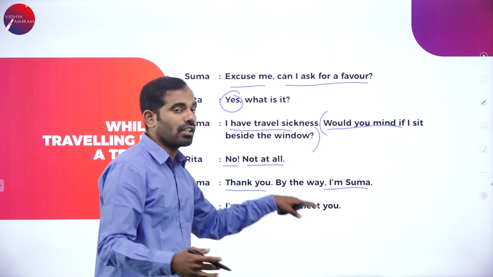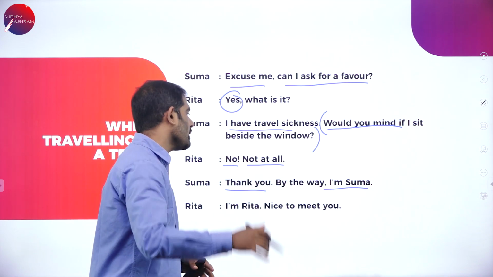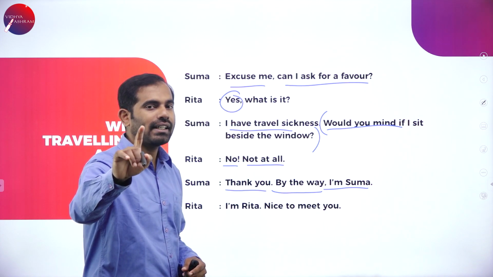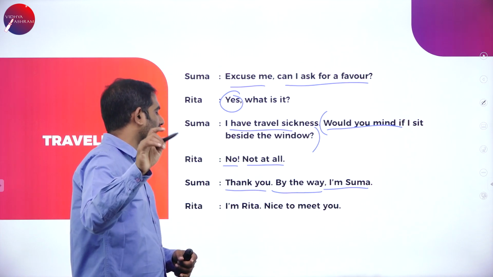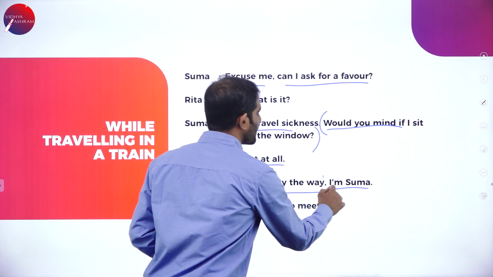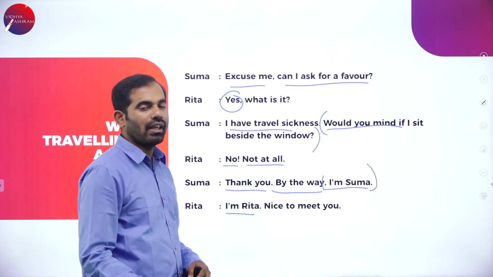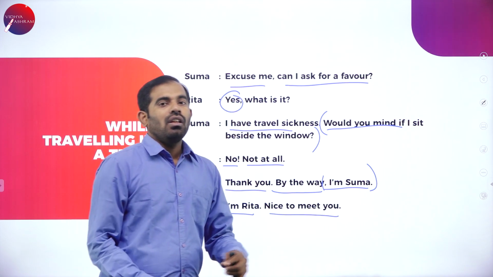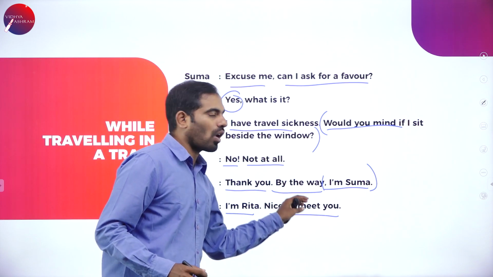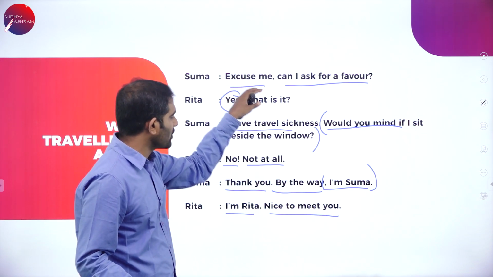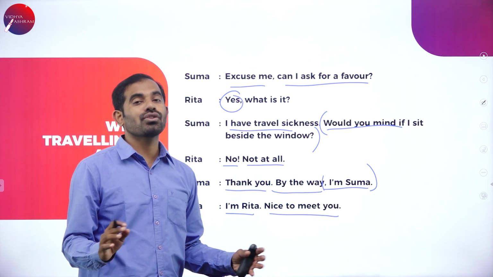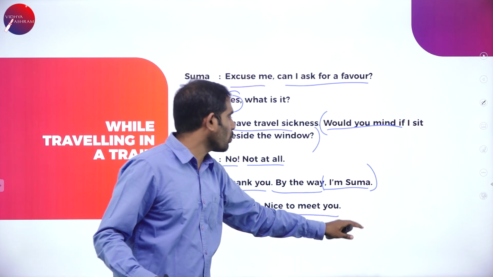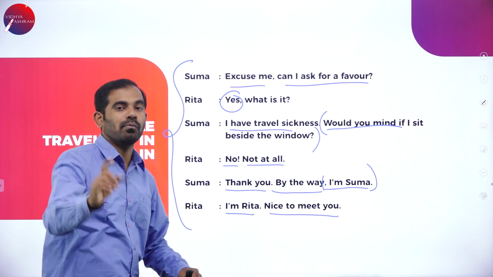Whatever it might be, but from the examination point of view, this is very important. Your formal language has to be complete. It has to be complete. Rita: I'm Rita. Now, once Suma is done introducing herself, even Rita is introducing, saying, I'm Rita, nice to meet you. Now, observe this conversation. It begins and it ends. There is no byes, no see you, no tatas. It's just the conversation begins and it winds up and the whole language function is complete.